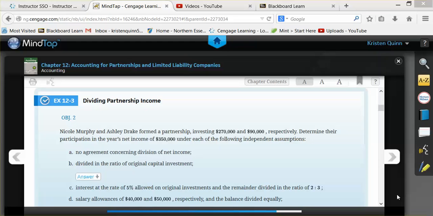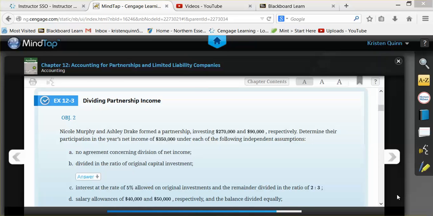In the exercise, it tells us that we have two partners, Nicole Murphy and Ashley Drake, and they formed a partnership by investing $270,000 and $90,000 respectively. We need to determine their participation in this year's net income of $350,000 under each of the following independent assumptions.